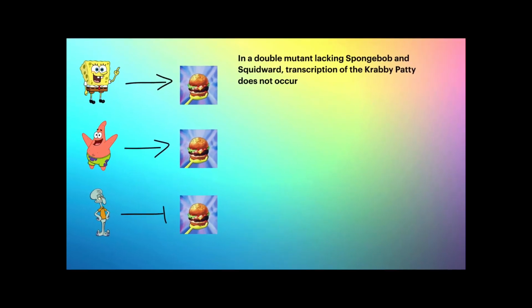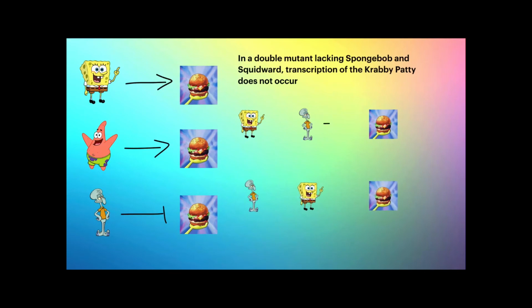Now, let's put Squidward and Spongebob together. Here we have Spongebob, Squidward, and the Krabby Patty, and Squidward, Spongebob, and the Krabby Patty. We know that Squidward inhibits the Krabby Patty production and that Spongebob activates it. If ultimately Spongebob activates the Krabby Patty, then Spongebob must inhibit Squidward so that the Krabby Patty can be formed. If Squidward ultimately inhibits the Krabby Patty formation, then he must inhibit Spongebob.